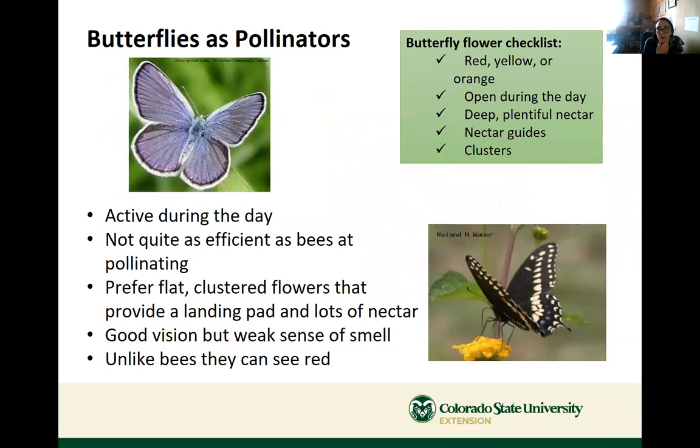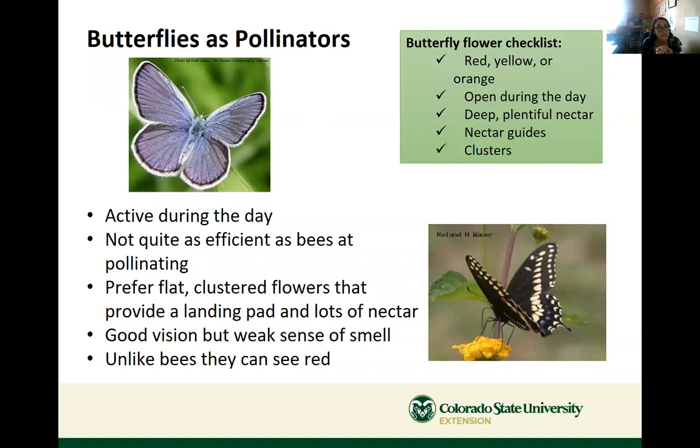So butterflies are absolutely pollinators. Here's kind of your checklist for your butterfly flowers. Red, yellow, and orange are the colors you want to look for. Open during the day when the butterflies are out. Deep, plentiful nectar, and nectar guides. On some petals of flowers, they'll have a different colored section on the inner petal to show the butterfly, right in here is where you can find the nectar. That would be a nectar guide. And then they like clusters so that they have a landing pad to land on and be able to take a little break and drink some nectar.